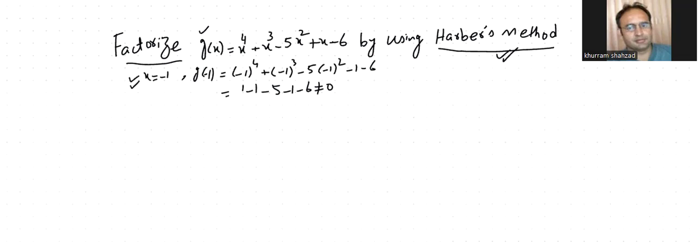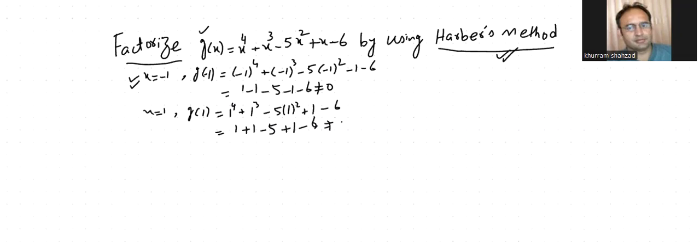So I can check for x is equal to 1 also. So what is g at x is equal to 1? So g of 1 is 1 raised to power 4 plus 1 raised to power 3 minus 5 times 1 raised to power 2 plus 1 minus 6. So this is equal to 1 plus 1 minus 5 plus 1 minus 6. So this is also not equal to 0. So it means that x is equal to 1 is not our required number.